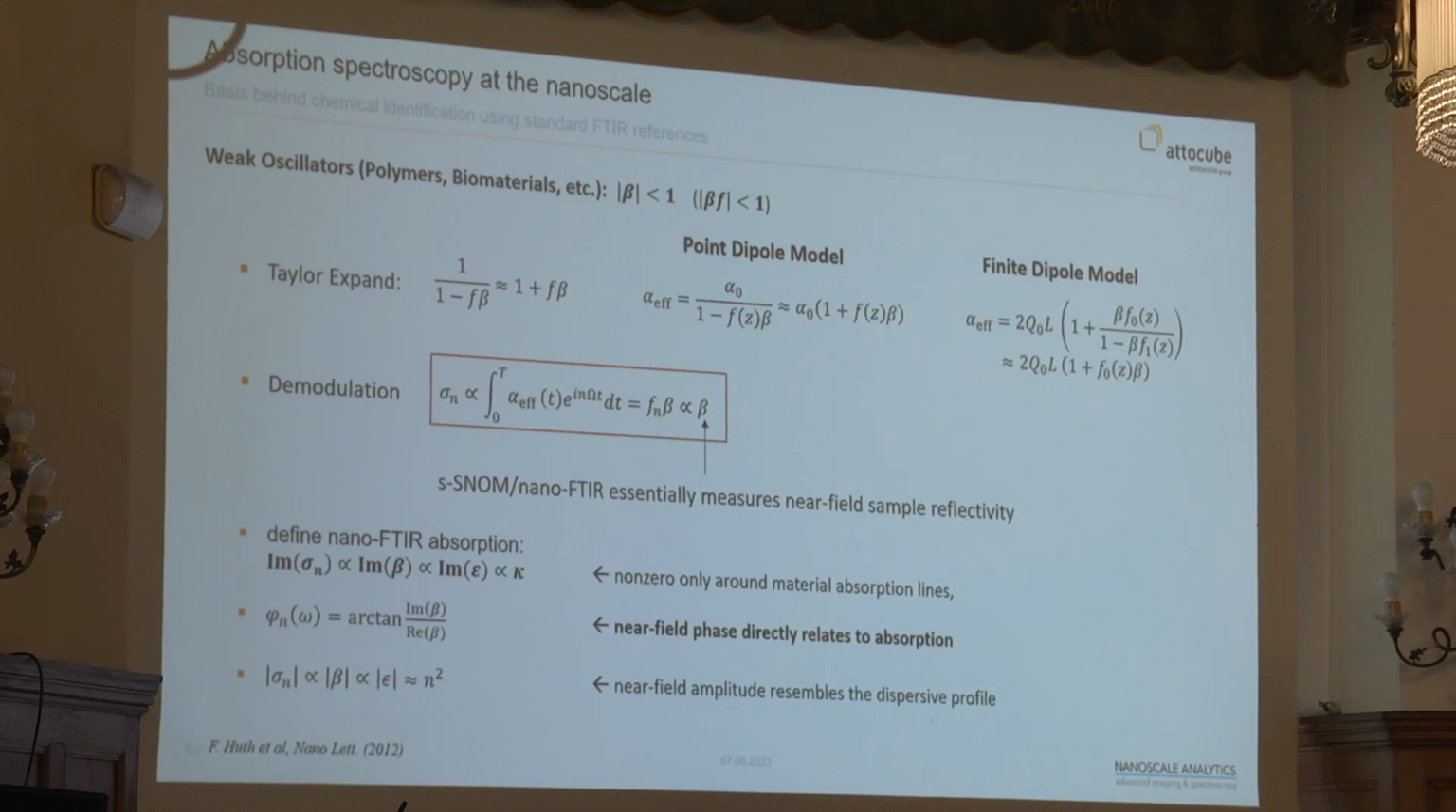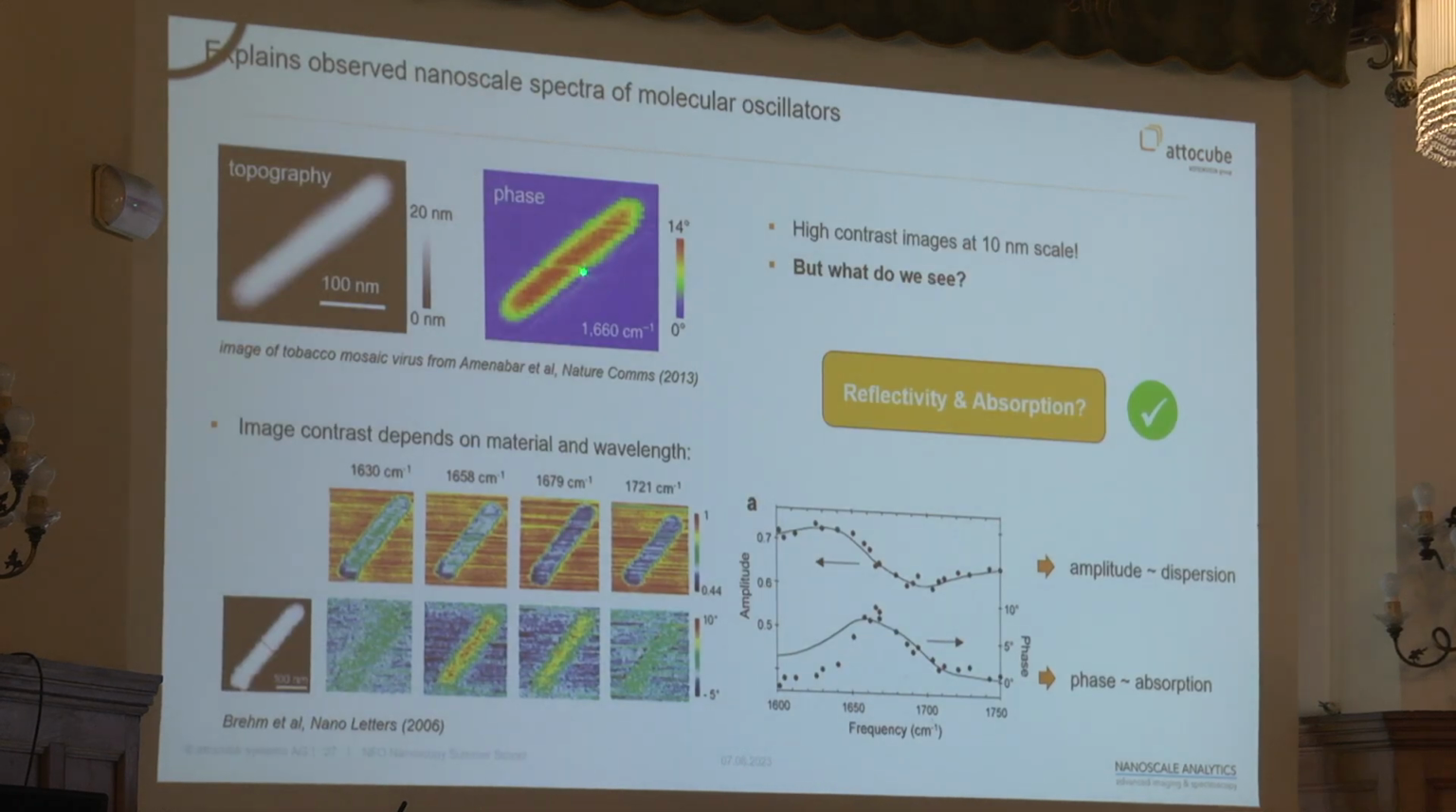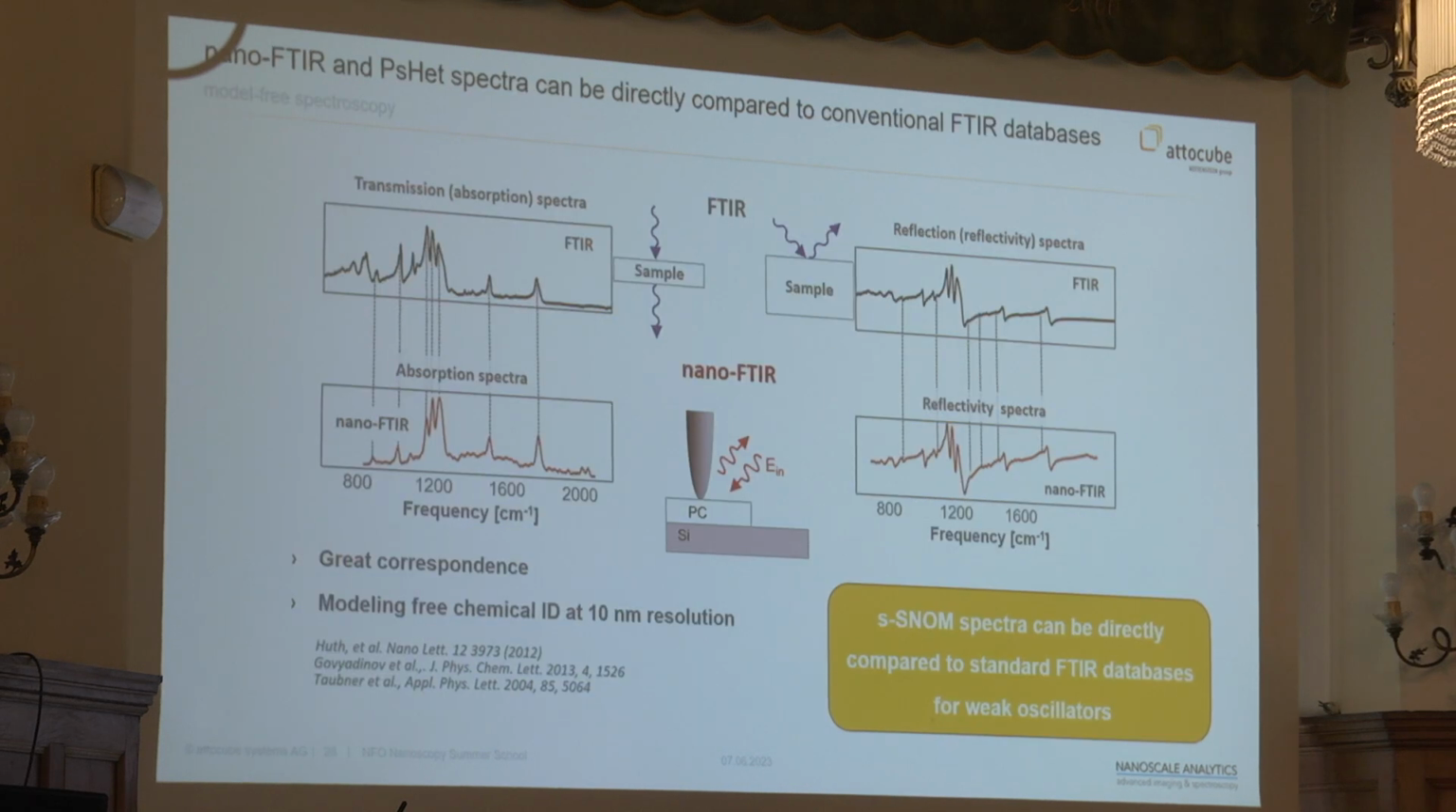And this is actually the basis why what you see in these images could indeed be interpreted as the reflectivity and absorption. But that is only true for the weak oscillators. Yes, it is true for weak oscillators, and it's a good thing because it's actually a really large class of materials: polymers, biomatter, and so on.